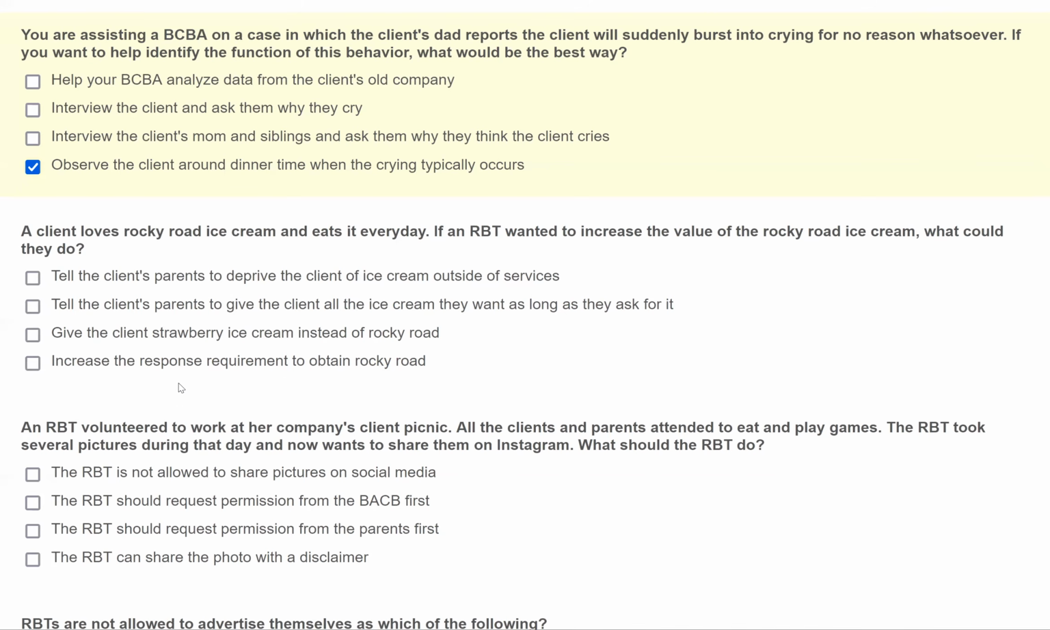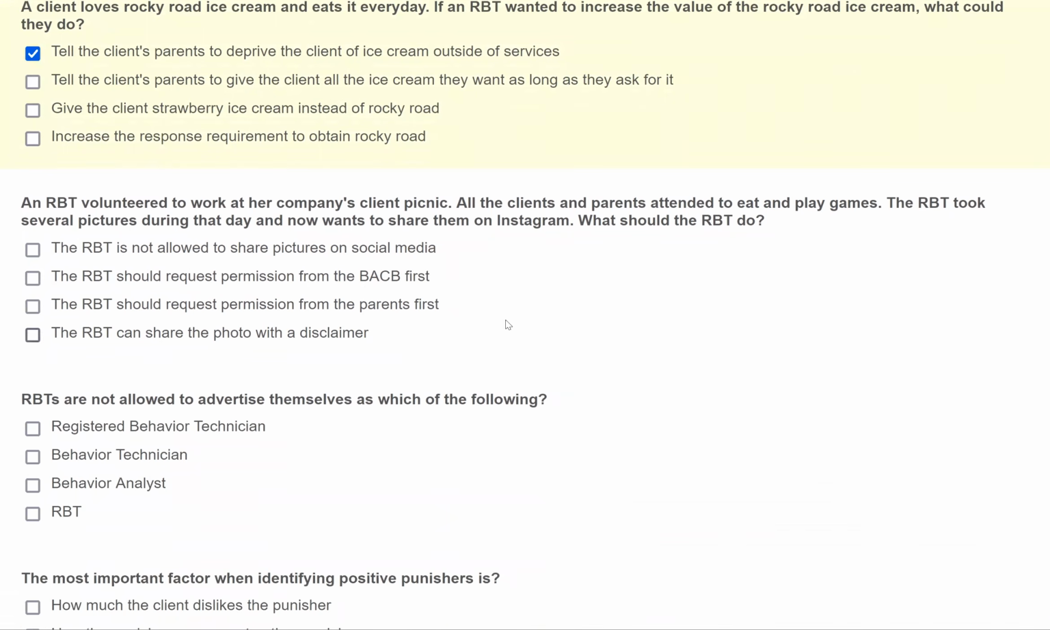They just like it because it's available. Okay. We're talking about increasing the value. And then to do that, we need to deprive them. So we need to tell the client's parents to deprive the client of ice cream outside of services.